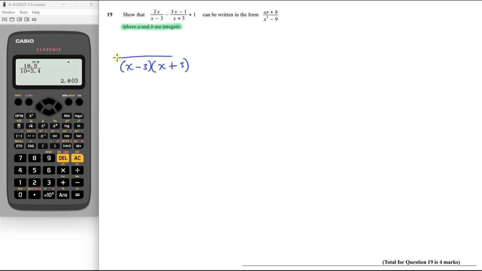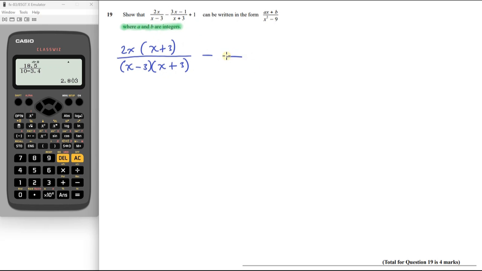So if we think about the first term, to go from x minus 3 to this, what do we need to multiply the numerator by? Well, we need to multiply it by x plus 3. So it's going to be 2x plus x plus 3. And you can see that these two terms will cancel and we'll just be left with that. So these two fractions are essentially the same.